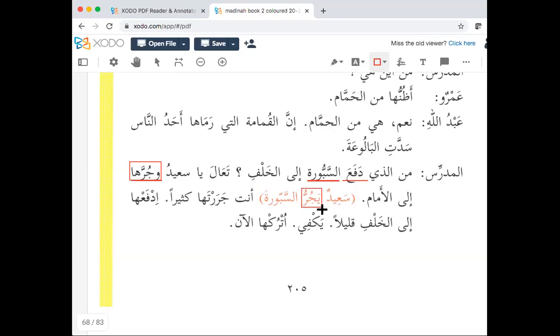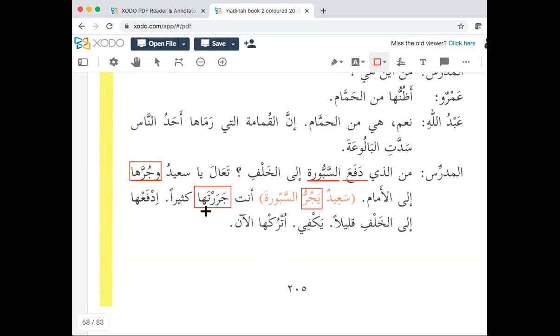Then, Sa'idun يَجُرُّ السَّبُّورَةَ. We got to this point, I think, if I'm not mistaken, last lesson, and I said that I would explain why there is a fatha on this verb jurra. Sa'idun yajurru sabburata. Then the teacher says, Anta jarartaha kathiran. This is the same verb.